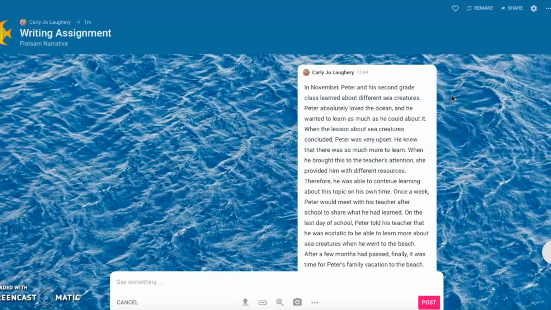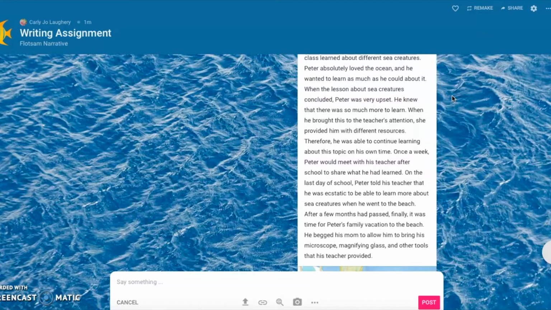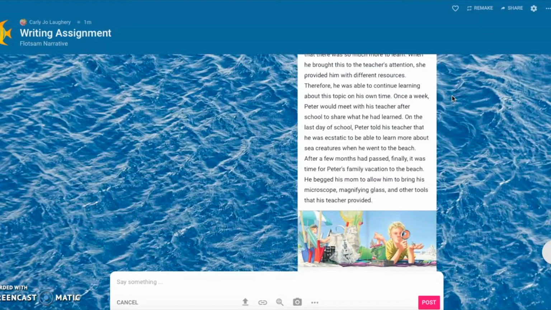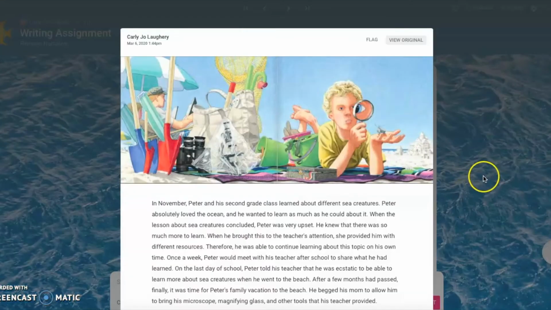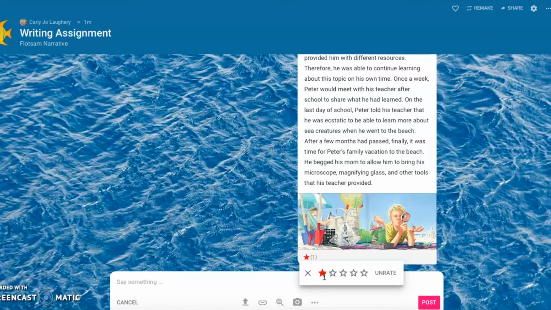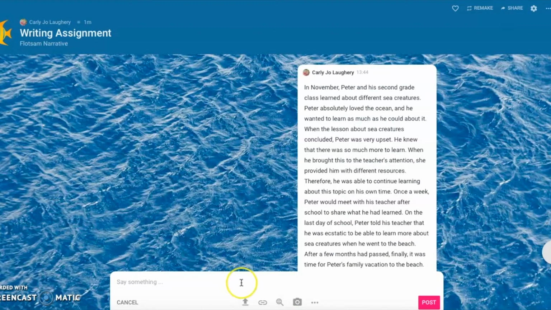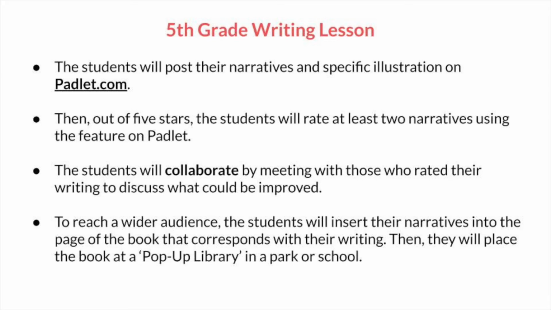Here is an example of Padlet that I have created. As you can see, the students are able to post their narratives as well as the illustration that it goes with. Then, out of 5 stars, the students will rate at least 2 of their peers' narratives using the feature on Padlet. By rating their peers' narratives from 1 star to 5 stars, there will be specific elements such as detail, technique, and clear event sequencing to look for in order to determine the rating. After each student has rated at least 2 of their peers' narratives, the students will collaborate by meeting with those who rated their writing in order to discuss what they can improve on.